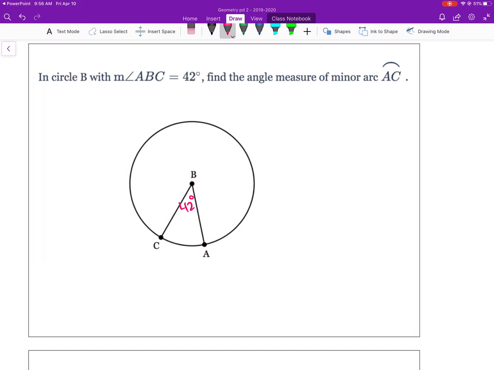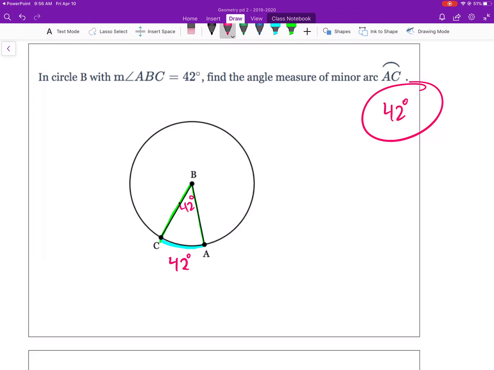So, what type of angle is this? You should be thinking it's a central angle. Remember, that angle opens up and intercepts arc AC, which is the one we happen to be looking for. The central angle is equal to the intercepted arc, so it would be 42 degrees. Your final answer is 42 degrees.